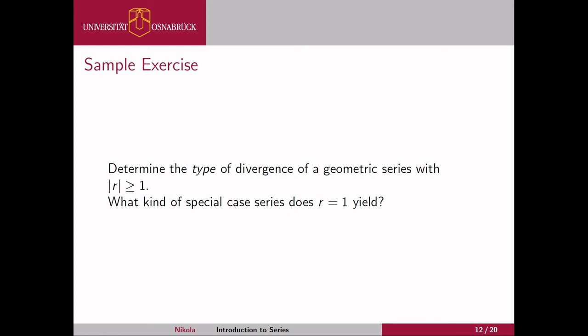Assume you have a geometric series with a common ratio with an absolute value above 1. Tell me the type of divergence this series has. And also tell me what special case comes into play when r equals 1. Pause the video, take a little break, think about it, and if you work on this, I will share a possible solution after the summary.